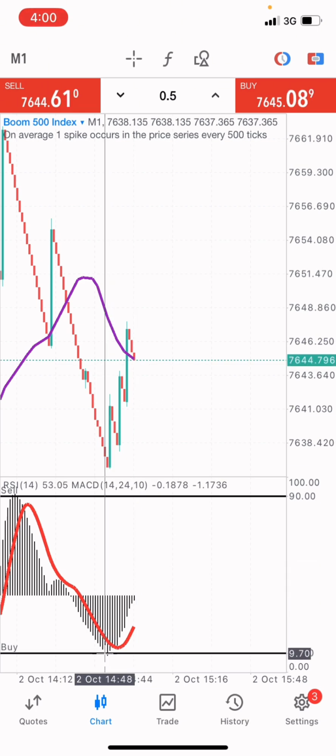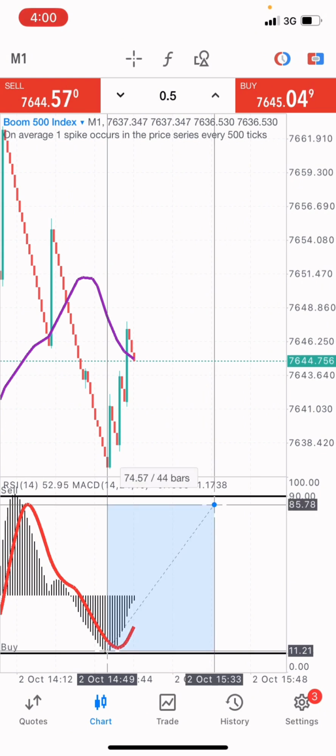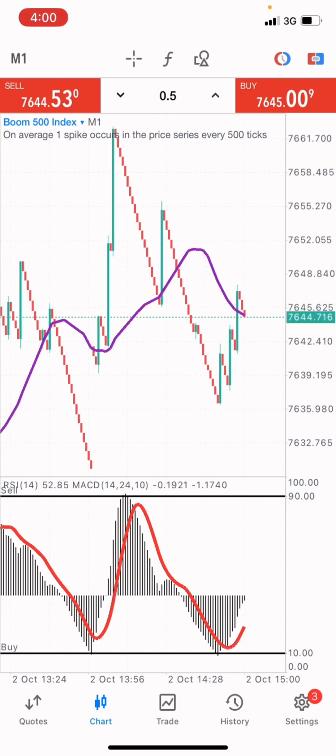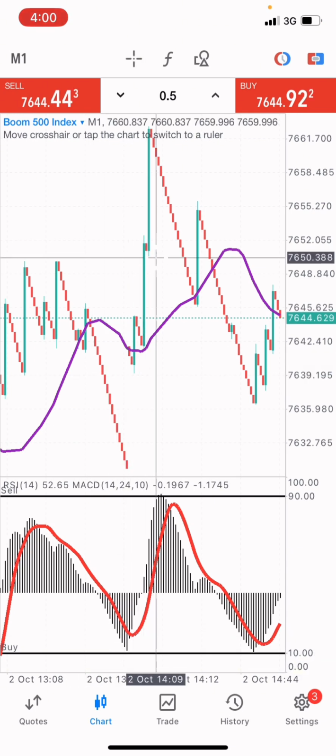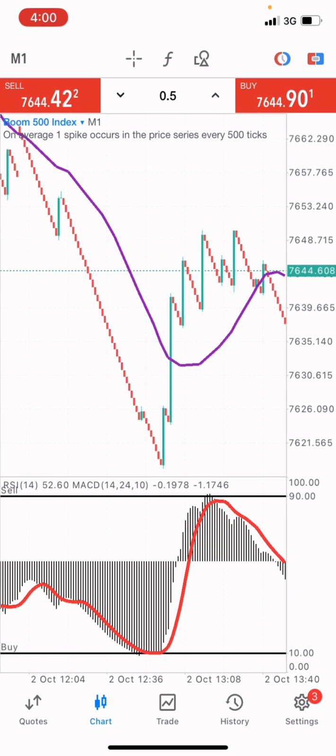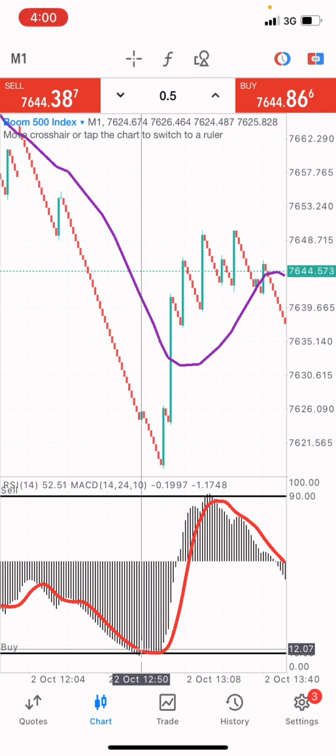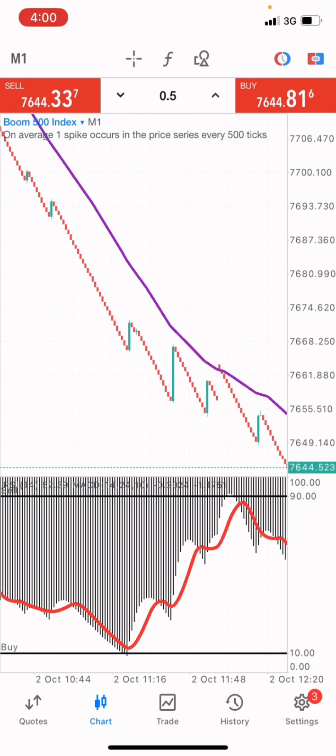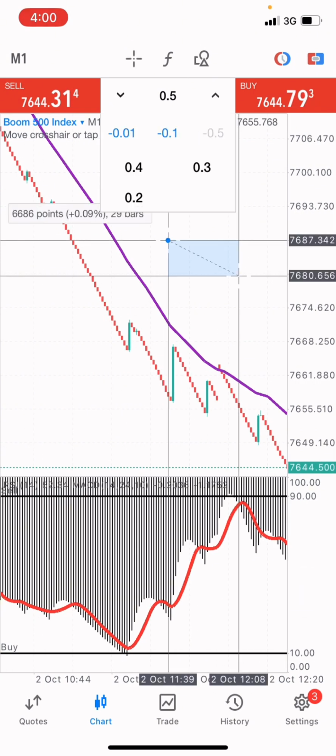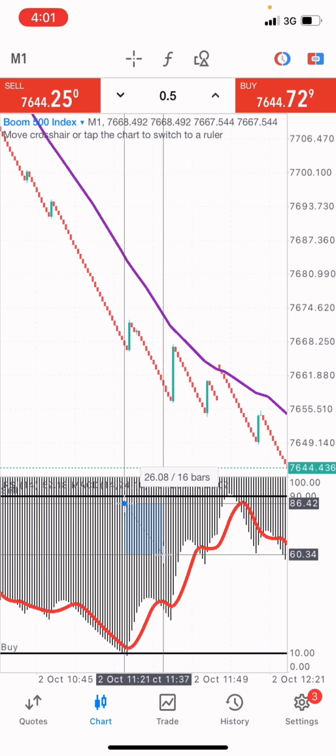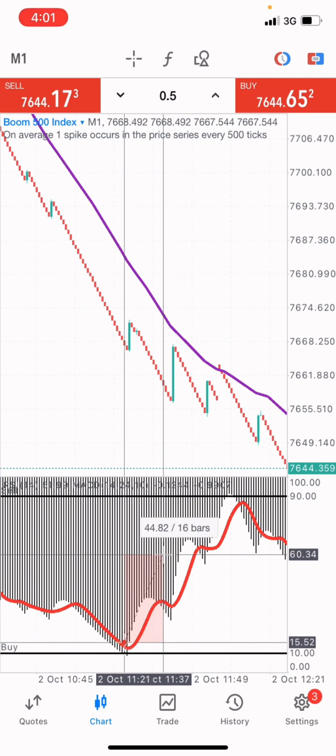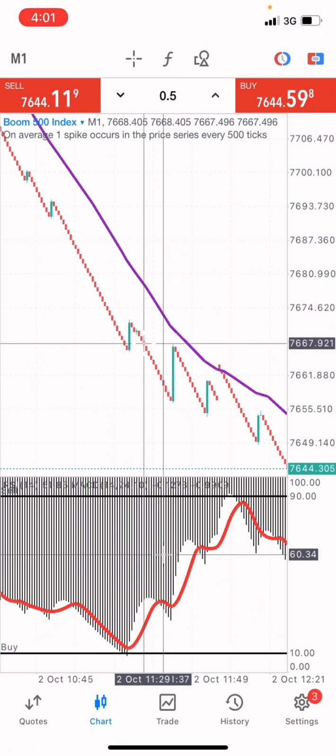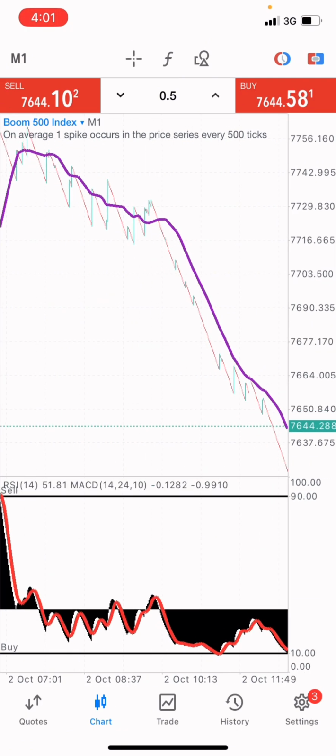You saw at this very point, whenever the MACD gets to the level of 10, the market tends to always buy all the time. As you can see at this very point, the MACD gets to the level of 10, the market bought. You can see at this point right here, the MACD gets to the level of 10, the market bought. And here the MACD got to the level of 10 right here, the market bought. Just like that, as you can see.